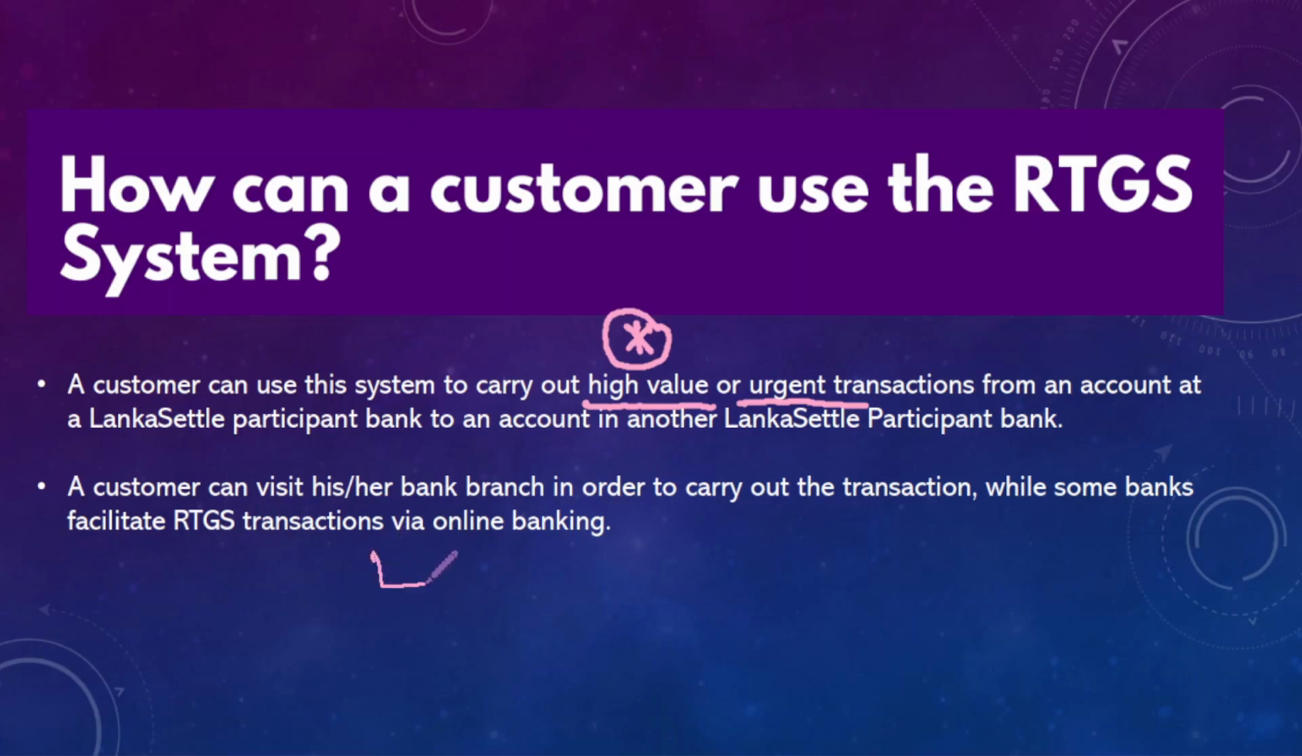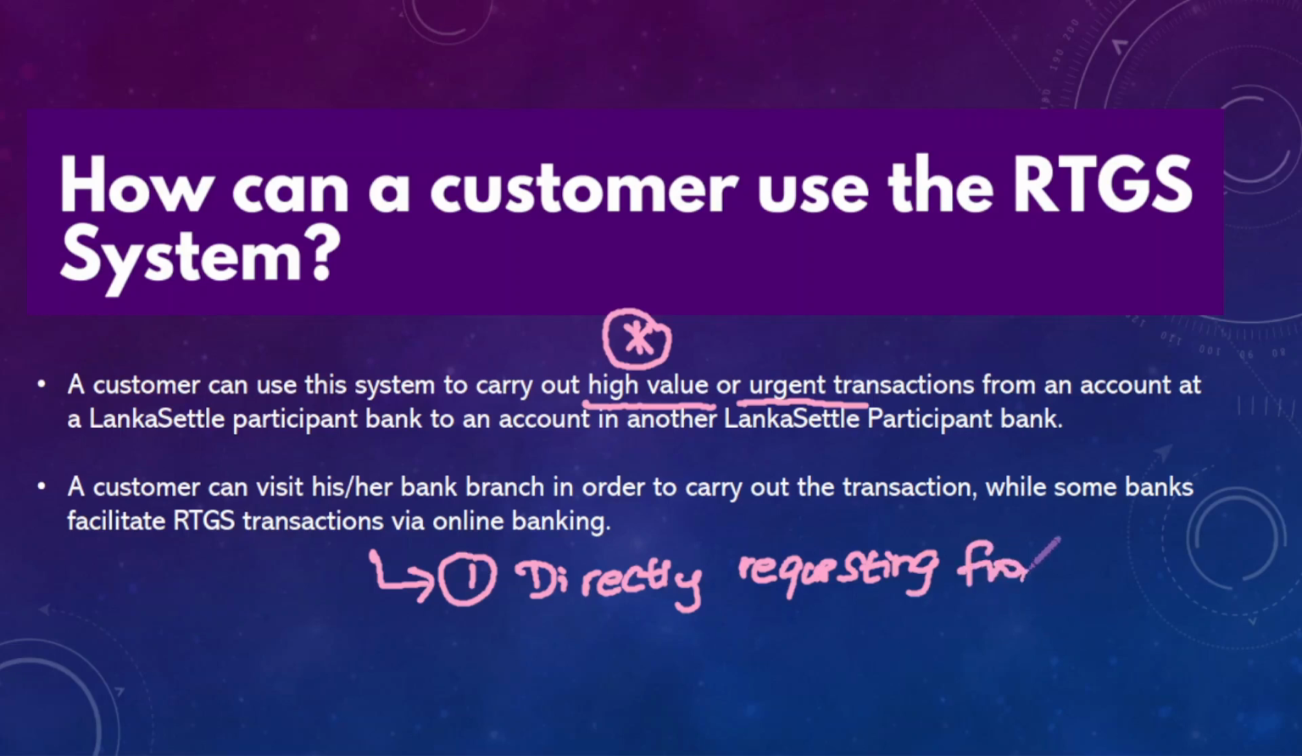There are two ways. The first way is directly requesting the bank to perform the transaction. So the customer will either request in writing or via email depending on the arrangement they have with the bank, and they could request the bank or their counterparty to make the RTGS transfer on their behalf. This is the most used method currently.